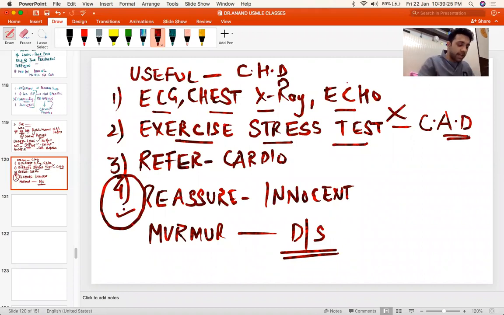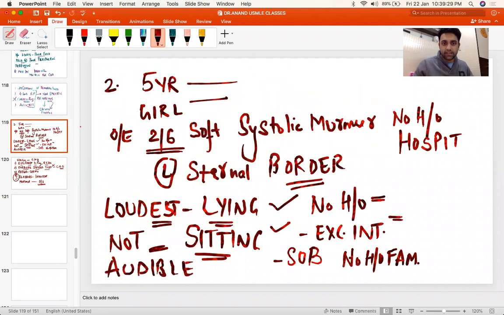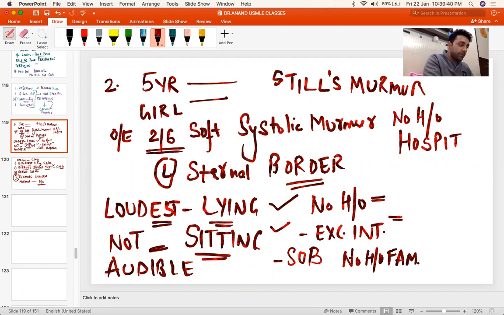So the best answer, as it is a Still's murmur. The murmur which this child is having at the left sternal border is nothing but an innocent murmur, nothing but a Still's murmur. For this patient, nothing is to be done. Just chill out. Everything will be fine.